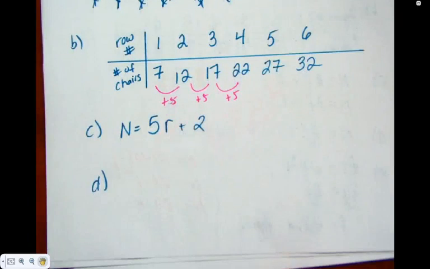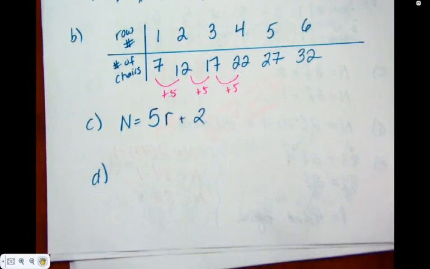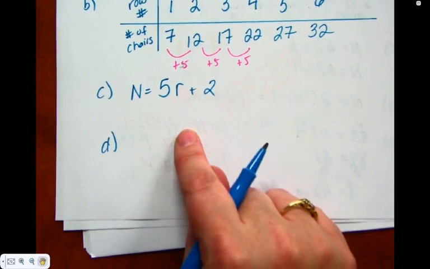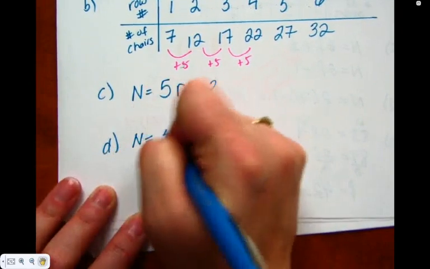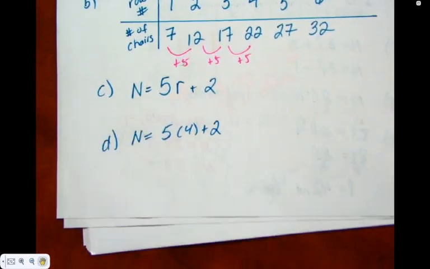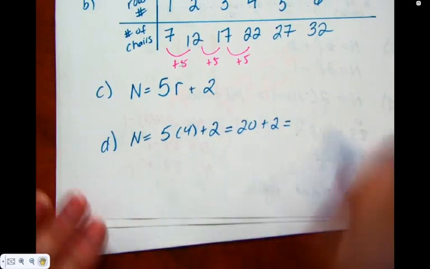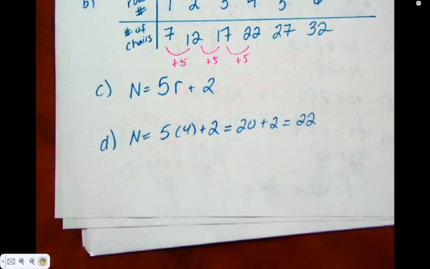Use the equation to verify there are 22 chairs in the fourth row. So they have now told us the number of chairs. What do we do? How do we verify there's 22 in the fourth row? Put it in here and solve for n. What do we do first? 20. And then plus 2? 22. There we have used our equation to verify there are 22 chairs in the fourth row.